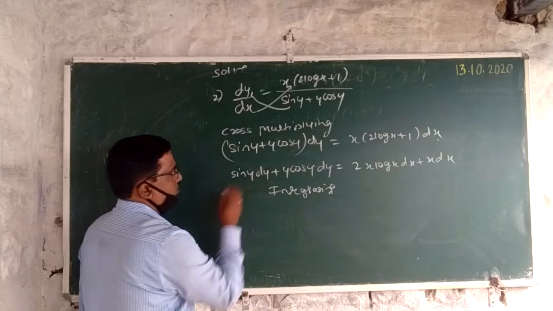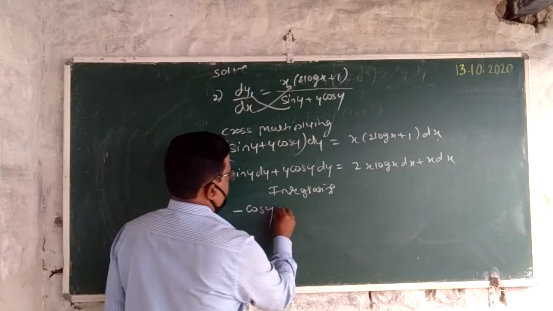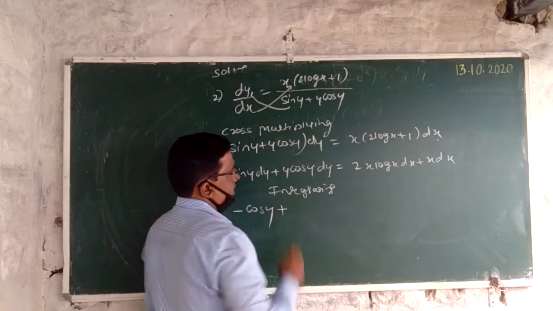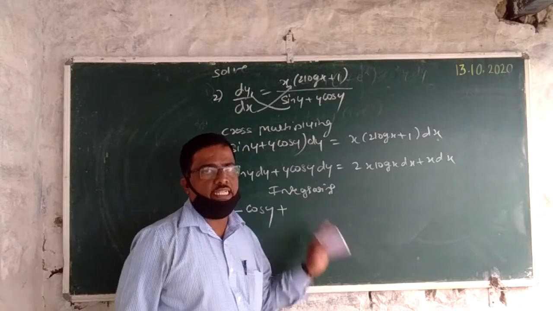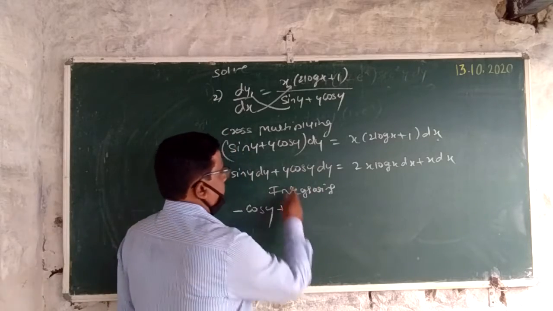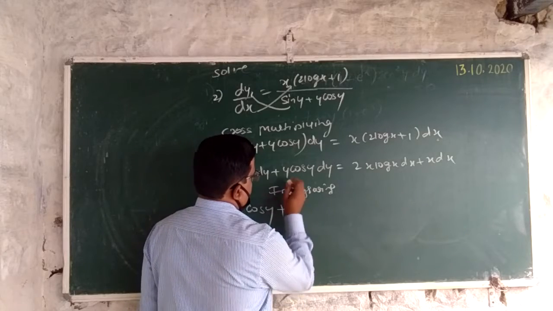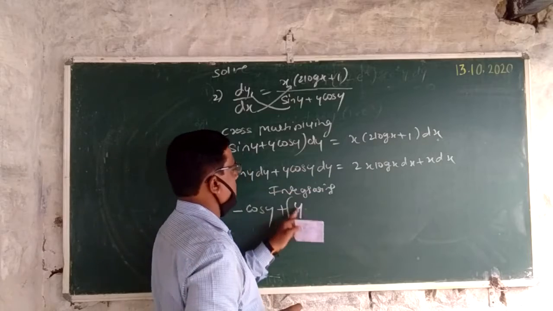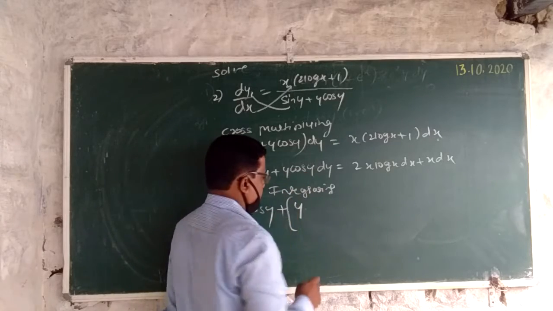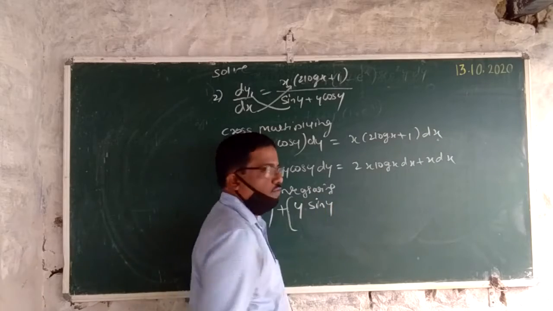Integration of sin y is minus cos y plus, now to integrate this we apply Bernoulli's rule, or you can integrate by parts also. I apply Bernoulli's rule of integration. How do we apply it? Let us see. First function as it is, put the bracket, first function as it is, y, integrate the second function. So integration of cos y is sin y.